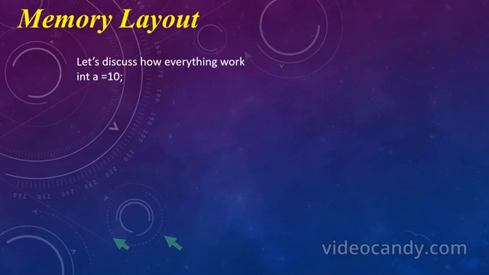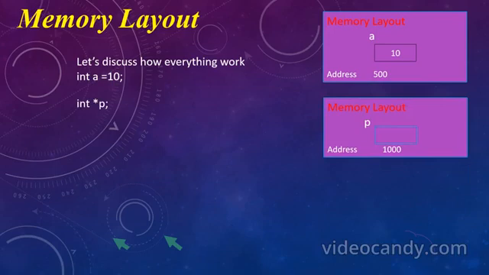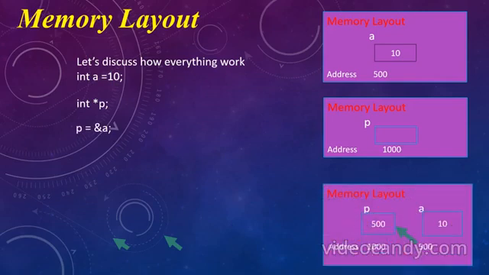This memory layout is somewhat similar to the single pointer which we discussed in the first part. So if I create a variable int a is equal to 10, how will memory be allocated? A variable will be created in memory which will have value 10 and address, let's say, 500. If I say int *p, how will memory be allocated? The variable p will be allocated in memory with an address, say, 1000. Now if I say p is equal to &a, I am storing the address of a into p. So it will be like that.